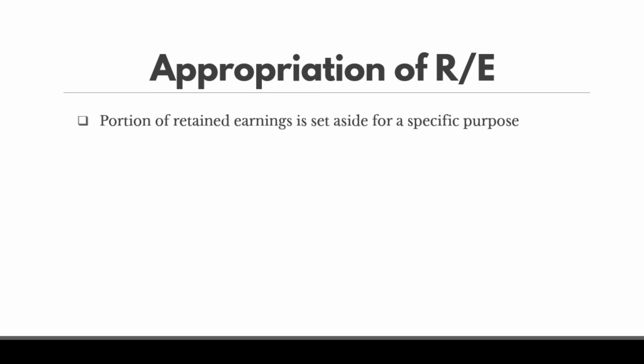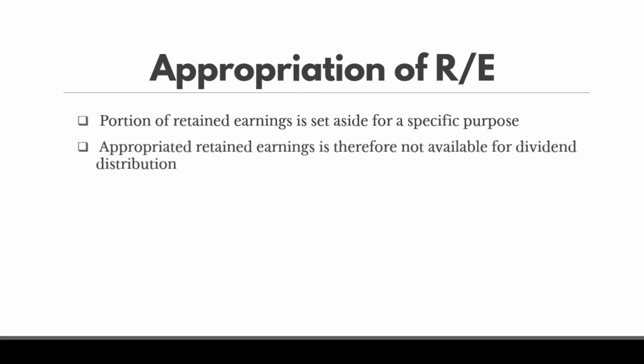So, last concept that we are going to discuss for this video is the appropriation of retained earnings. So, ano ba ibig sabihin ng pag-appropriate ng retained earnings? Ibig sabihin po nito na yung portion ng retained earnings ay itatabi natin for a specific purpose. Dahil tinabi natin siya, hindi natin siya pwedeng galawin. Okay? Pwede lang natin siyang gastusin for that specific purpose kung bakit natin siya itinabi. Therefore, yung appropriated retained earnings cannot be declared or distributed as dividends.